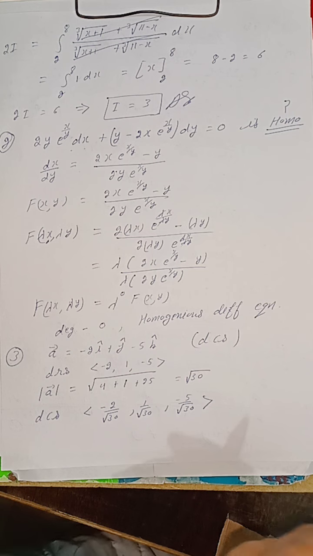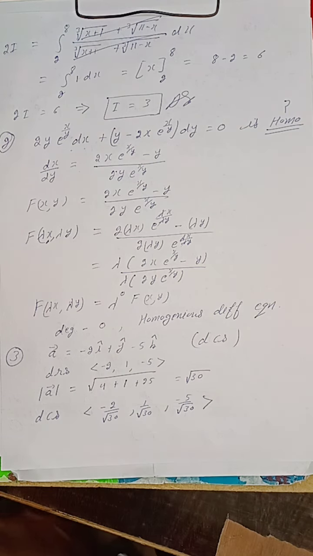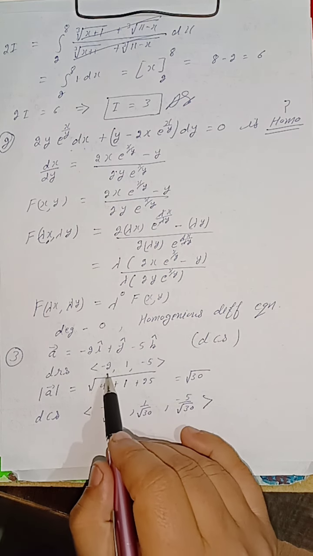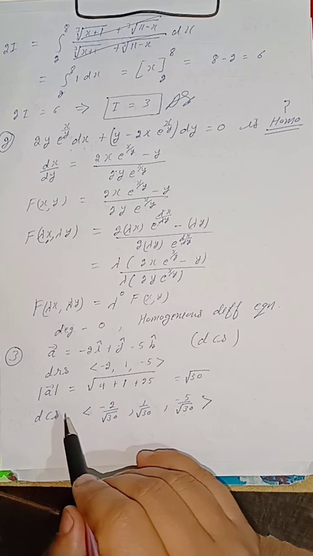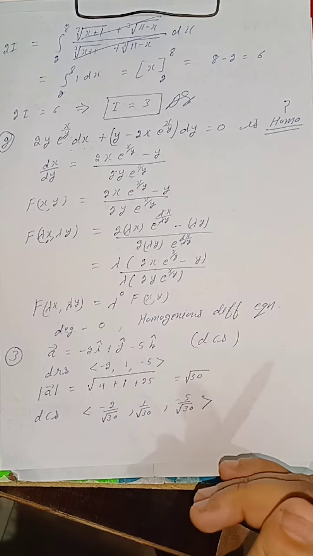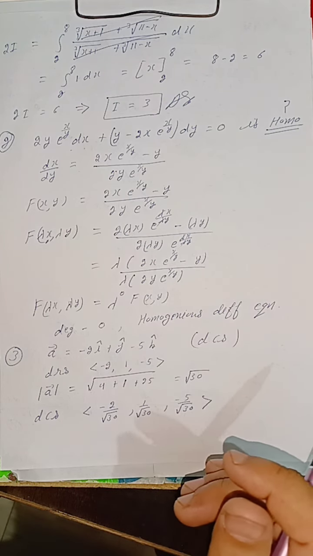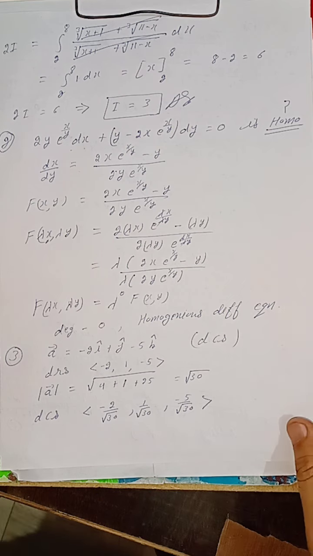If the question was to find DRs, that is direction ratios, then our answer would be 2, 1 and minus 5. But now the question is to find the direction cosines. So when we divide each of the direction ratios by the magnitude of the given vector, we get the direction cosines.